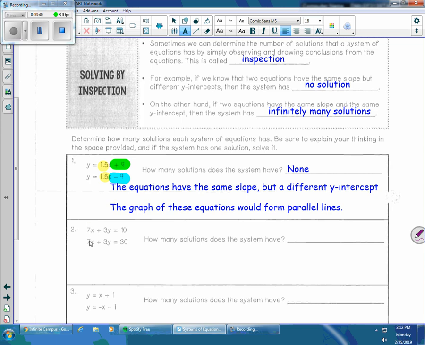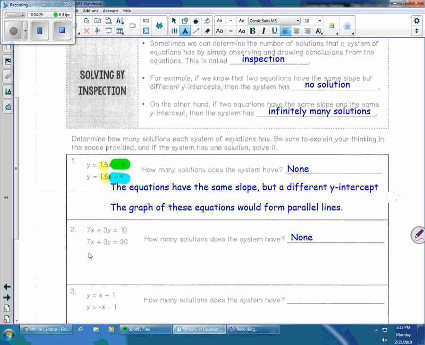Like we've got a 7 here that's in front of the x. We've got a 3 here that's in front of the y. So our a's are the same number, our b's are the same number, but our c's are not. So that's like saying 7 plus 3 equals 10 and 7 plus 3 equals something other than 10. It can't be, okay? So we know just by looking at these equations, without even putting them into slope-intercept form, that there's not going to be any solutions that will make both equations true at the same time.